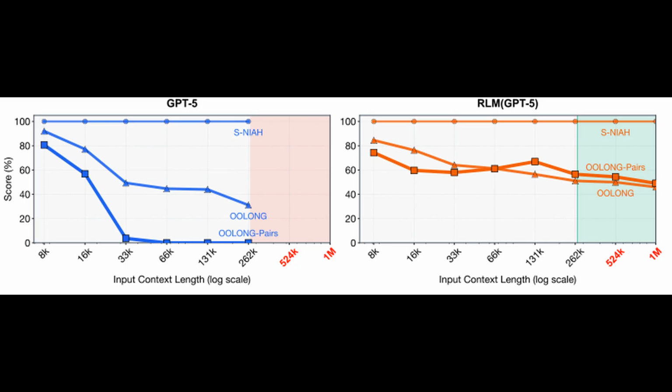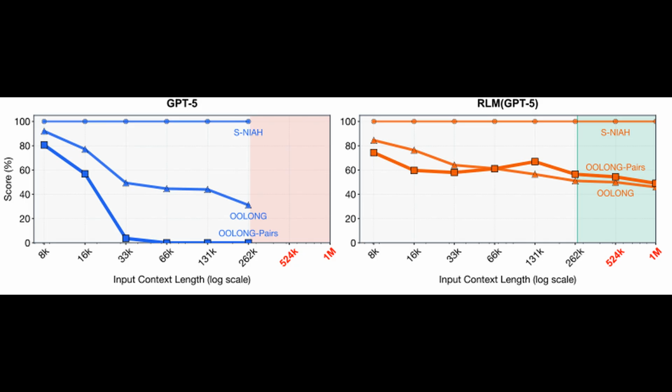On the left, we see GPT-5's performance, and on the right, we see the RLM version using the same GPT-5 model. The x-axis shows input context length on a logarithmic scale, going from 8K all the way up to 1 million tokens. And those 3 different lines represent different tasks, right? SNIAH, O-long, and O-long pairs? Exactly. These tasks represent increasing levels of complexity. SNIAH is a needle in the haystack task where you need to find a specific piece of information in a large text. O-long requires examining and transforming chunks of input semantically, then aggregating them.